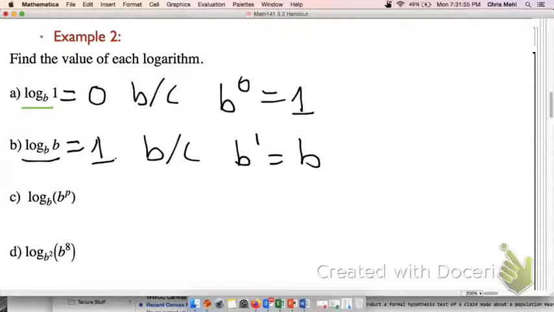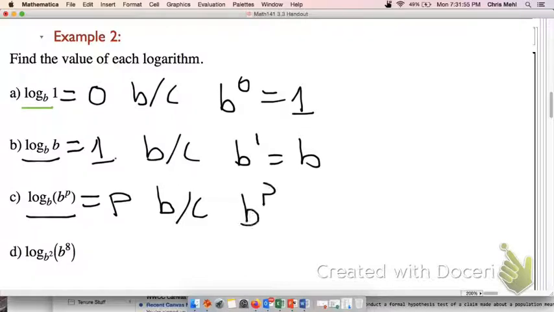Okay, log base b of b to the p. This is actually going to be an interesting property. We're going to see this probably in the next section. But if I take log base b, followed by an exponential expression base b with power p, this is kind of silly. The value of this logarithm would be p, because what do you have to raise the base b to get b to the p? Well, the power would have to be p.